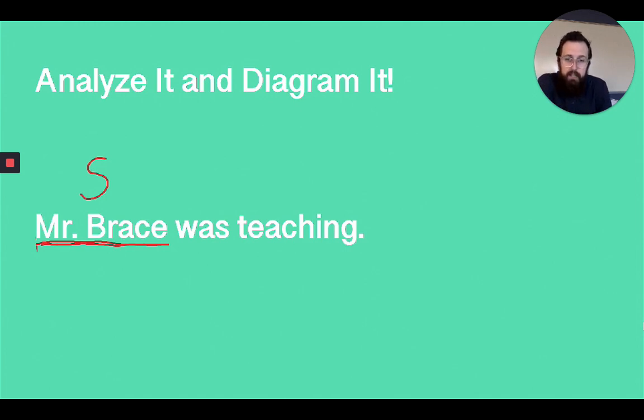Now, my predicate, which tells me about my subject, was teaching, tells me about Mr. Brace. Was teaching. So I'm going to double underline it. I'm going to put 2 lines underneath. Okay, my predicate is teaching. Tells me what I was doing. And it is a verb. So this is going to be my predicate verb, capital P and a capital V.